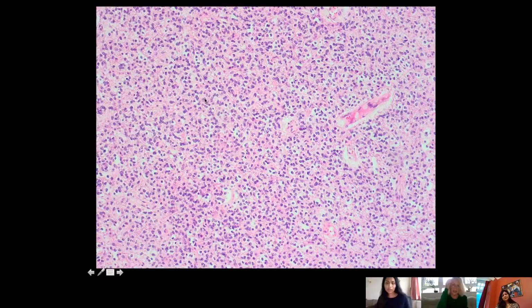Here we have another capture. In this area, the tumor is more cellular, and there is also an increase in nuclear pleomorphism. But there are no other adverse features, such as mitotic figures or microvascular proliferation or necrosis. So just an increase in cellularity and pleomorphism by itself is not sufficient to change the grade for this tumor.